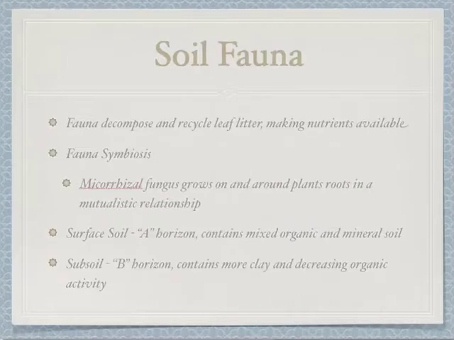Soil fauna. This is the living accumulation of organisms in soil, usually the insects, bacteria, and fungus. The fauna decomposes and recycles the leaf litter, making nutrients available to the plants. There are many symbiotic relationships within soil, with fungal relationships. You'll find most of these living organisms in the A horizon or the O horizon, which is the layer above A. We'll talk about the layers of the soil later. The subsoil, the B horizon, will contain more clay and decreasing organic activity.